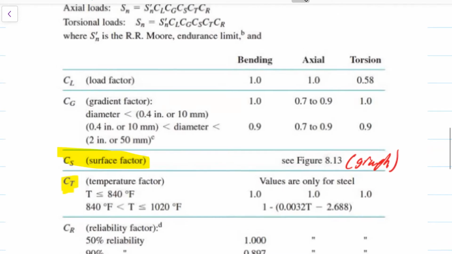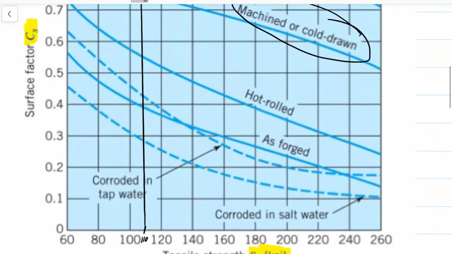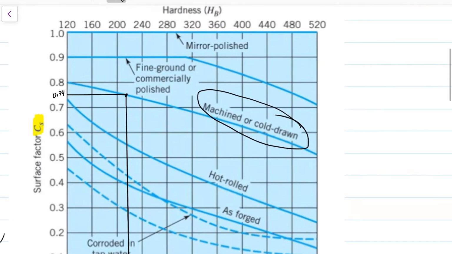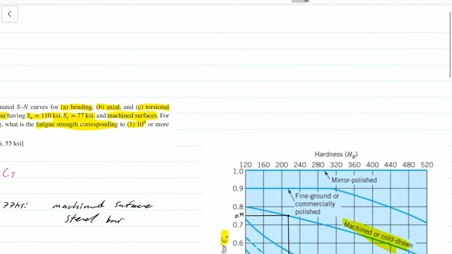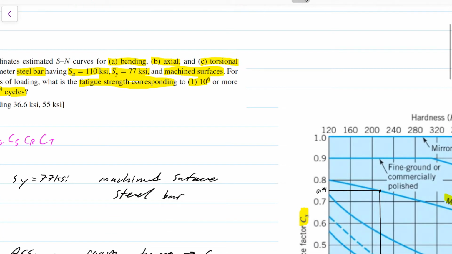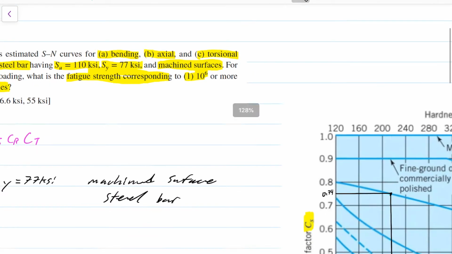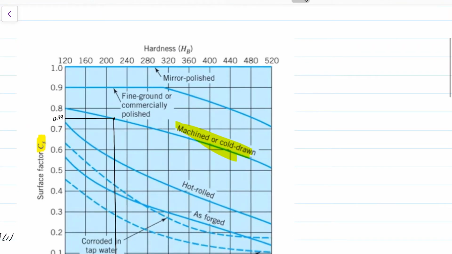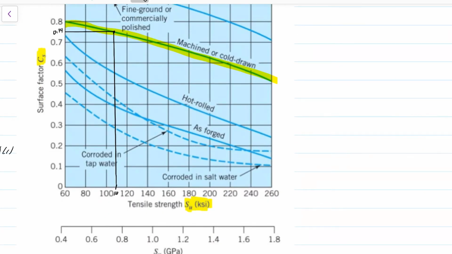Now we have CS. This one is a little bit more tricky to find. We can look at the table for the surface factor, and it's going to tell us that we have to use figure 8.13, which is the chart or graph above. We can see here that we are looking at the machine one, because it says machine surface in the question, and for the steel bar. So this is the curve we're going to use.